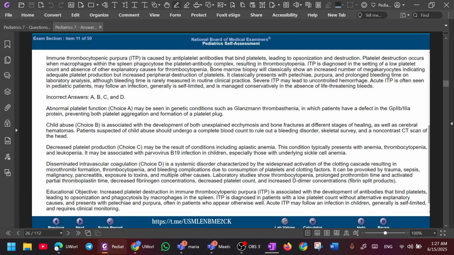DIC is a systemic disorder characterized by widespread activation of the clotting cascade, resulting in microthrombi formation, thrombocytopenia, and bleeding complications due to consumption of platelets and clotting factors. It can be provoked by trauma, sepsis, malignancy, pancreatitis, exposure to toxins, and other things. Lab studies show thrombocytopenia, prolonged PT and PTT, decreased fibrinogen concentration, and increased D-dimer. Okay, so here the PT and PTT were normal. Okay, that was confusing.